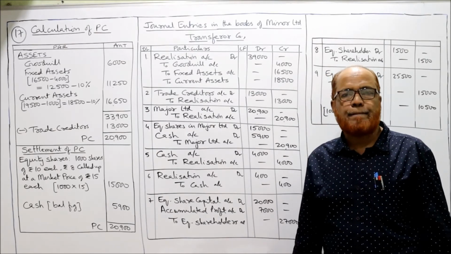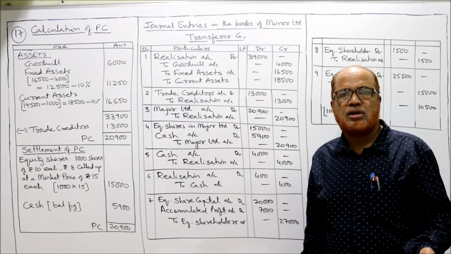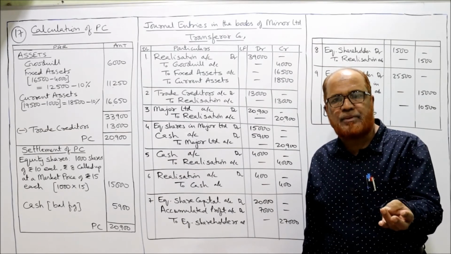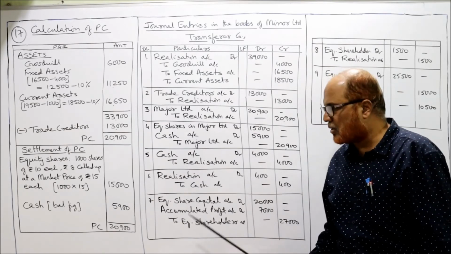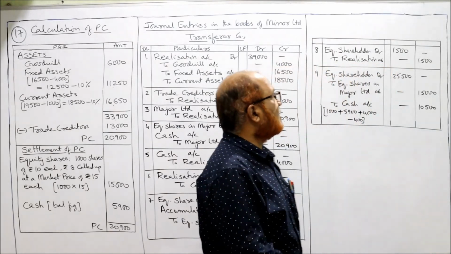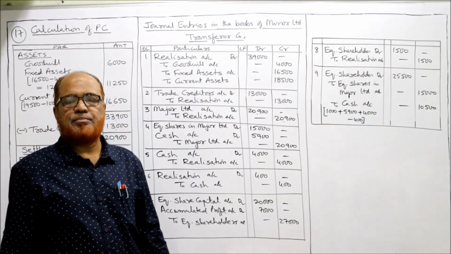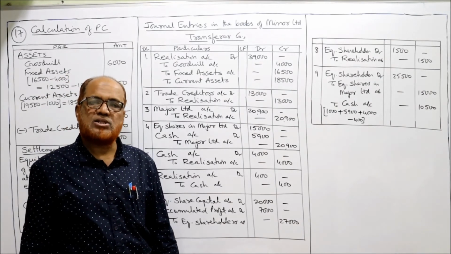By passing this entry, all the accounts are closed. Assets accounts are closed, liabilities accounts are closed, accumulated profits, capital, every balance sheet item is closed. Now the next entry will be profit or loss on realization. Profit or loss on realization.